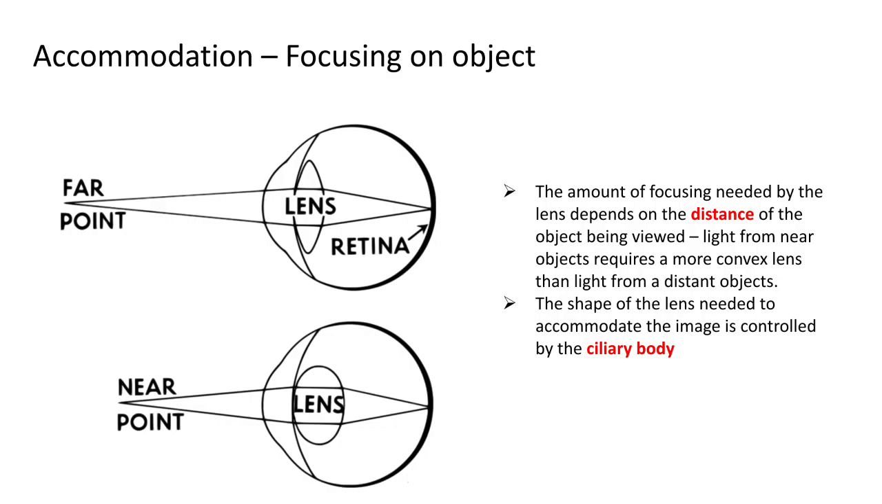Next, accommodation, focusing on an object. The amount of focusing needed by the lens depends on the distance of the object being viewed. Light from near objects requires a more convex lens than light from distant objects. The shape of the lens needed to accommodate the image is controlled by the ciliary body. So when we look at an object, the ciliary body will control the thickness of the lens so that the light can be focused on the retina.